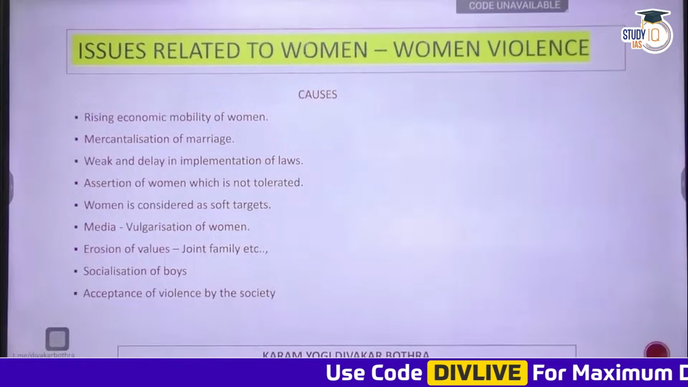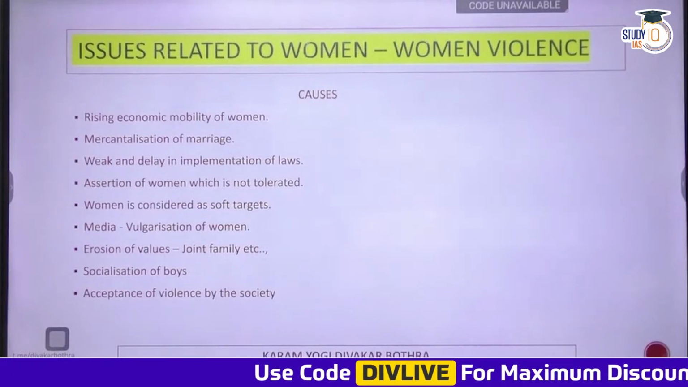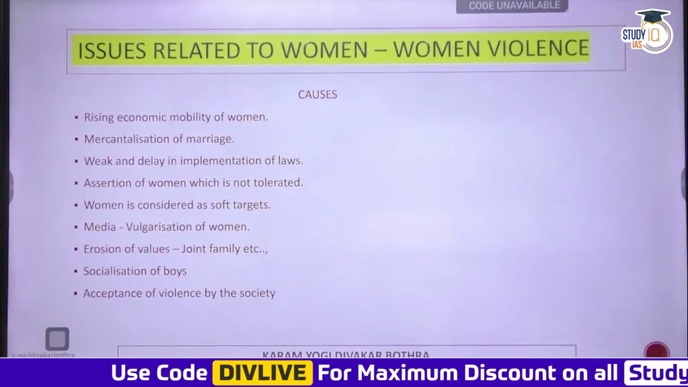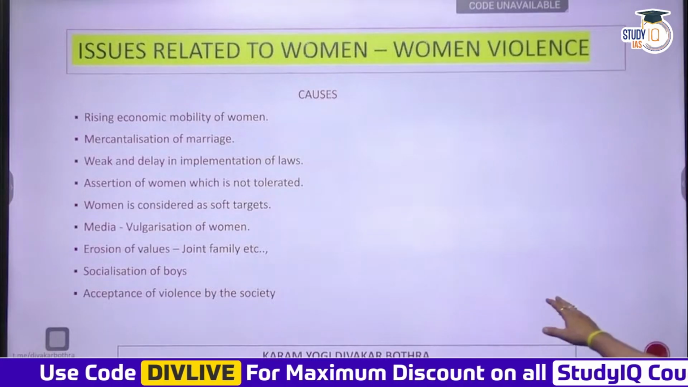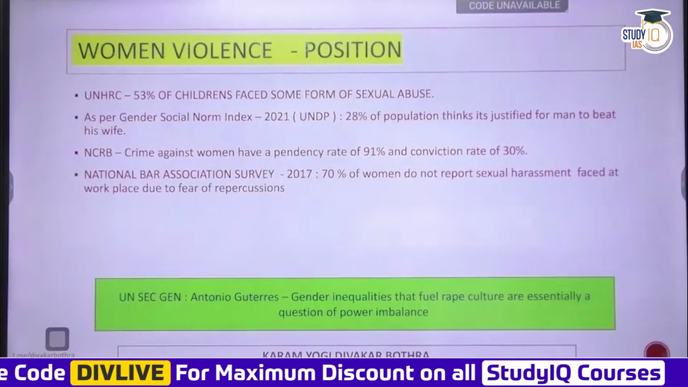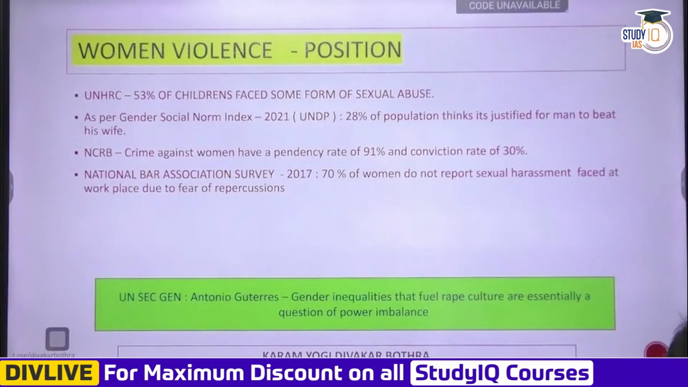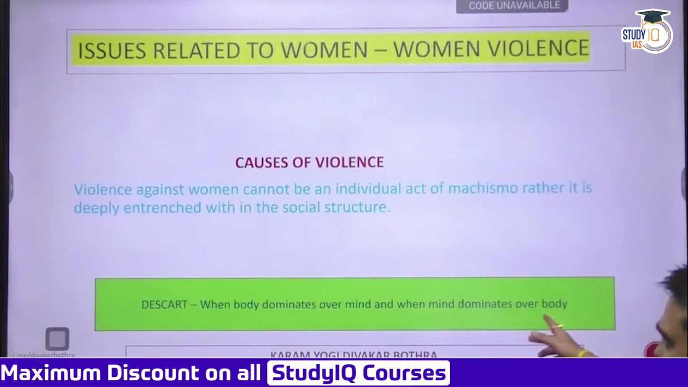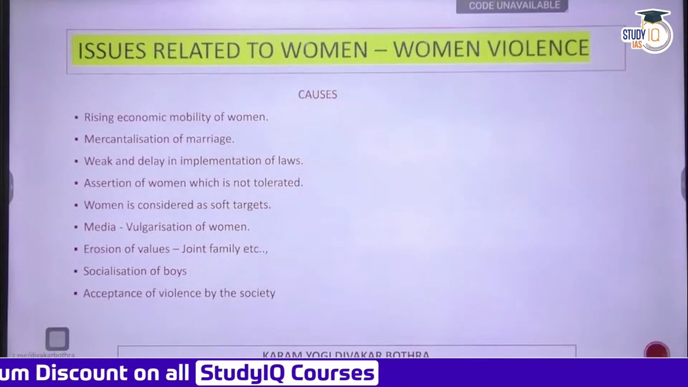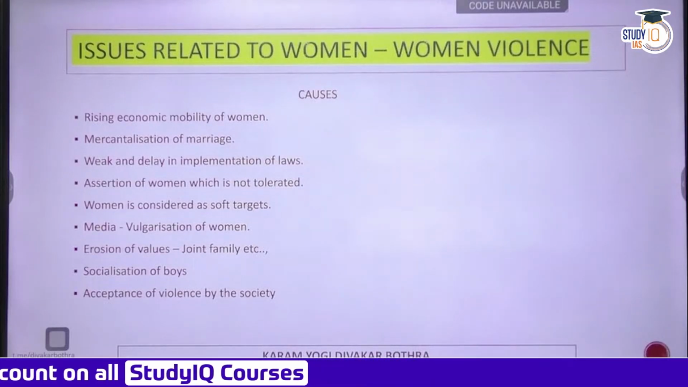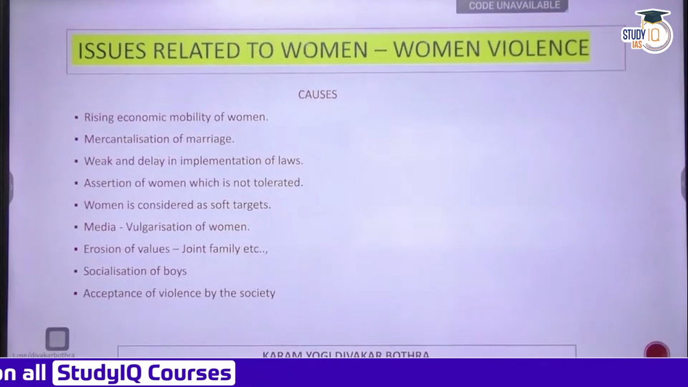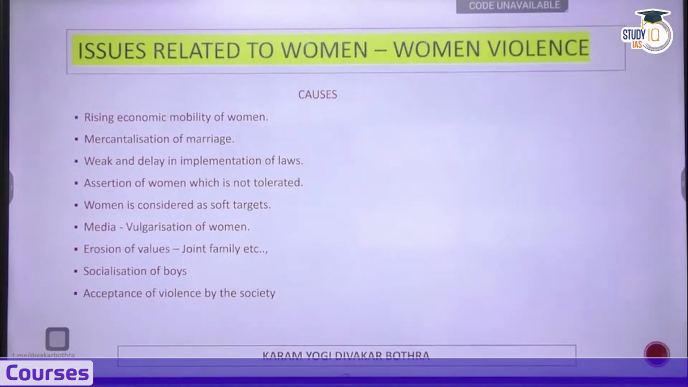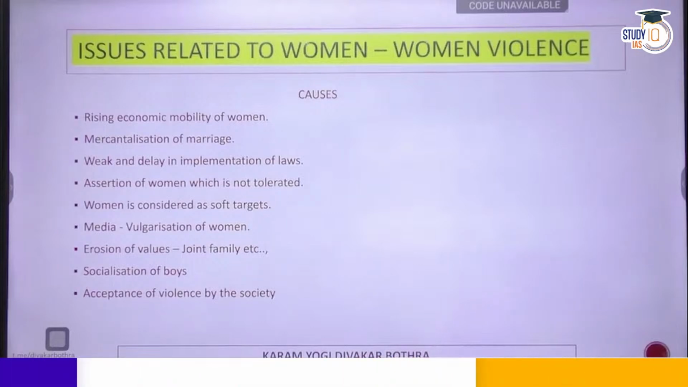Weak and delayed implementation of law. Although weak laws may not be the situation in India today, as the laws are very stringent with respect to violence against women, the second aspect of weak implementation is still present, as these laws are not implemented properly. The facts reveal that 91% pendency rate is present, and only 30% of cases are convicted. Assertion of women which is not tolerated. Yes, many times when a woman asserts, that assertion does not go well down with male social groupings, often resulting in different forms of violence, which could be psychological, sexual, or physical abuse.